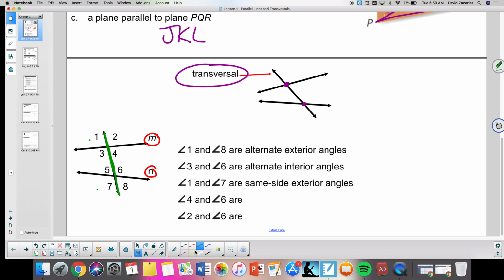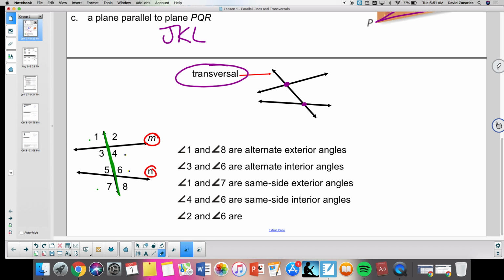4 and 6. So you have angle 4, angle 6. Angle 4 and angle 6 are also on the same side of the green transversal, but they are interior. Use a different color there. So they are in the interior of lines M and N. So these would be called same side interior angles.